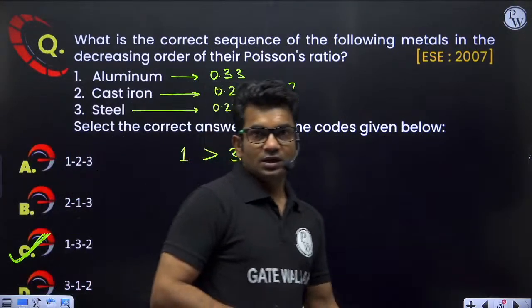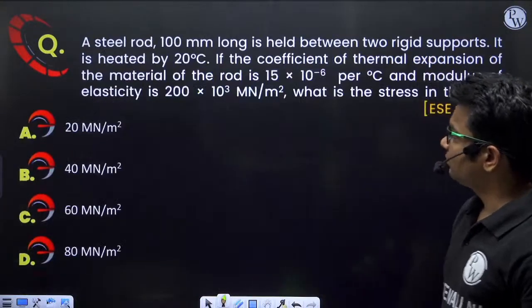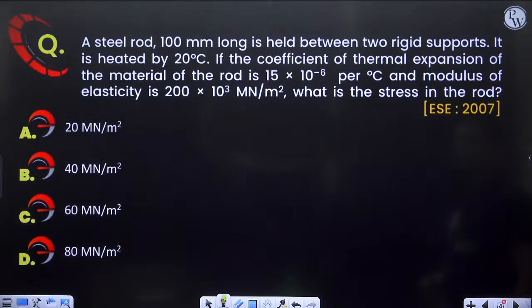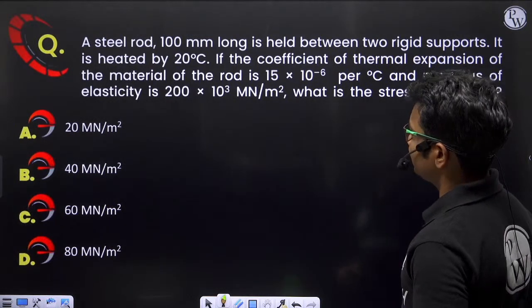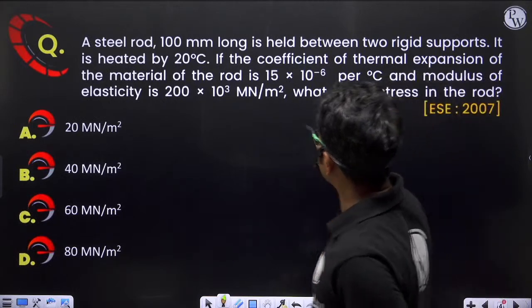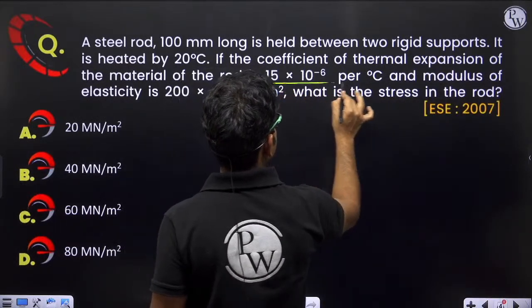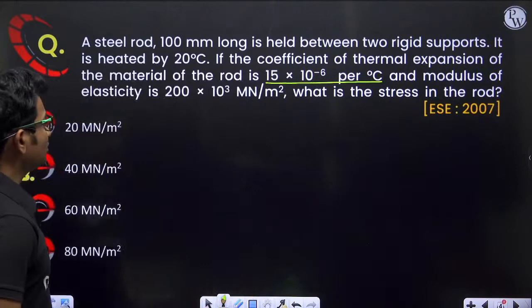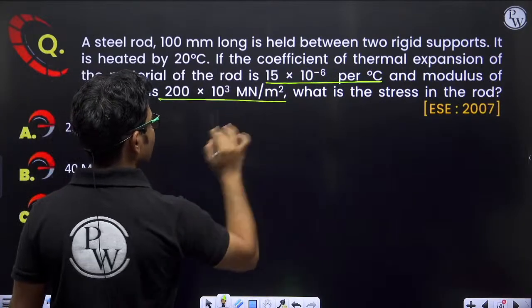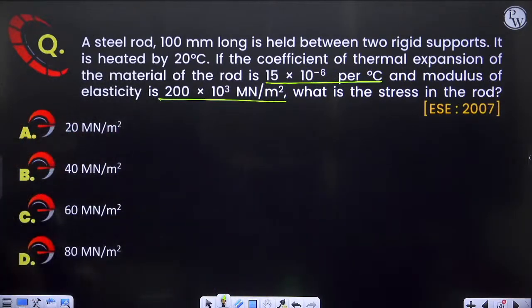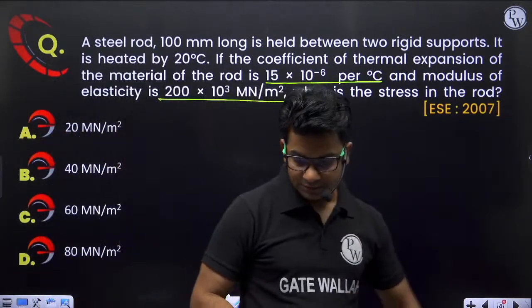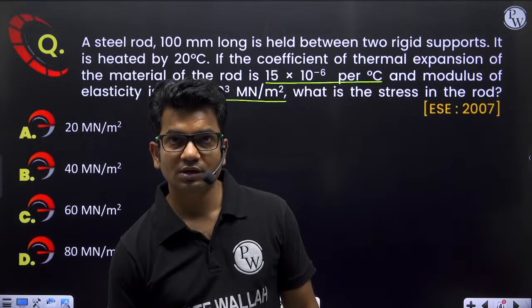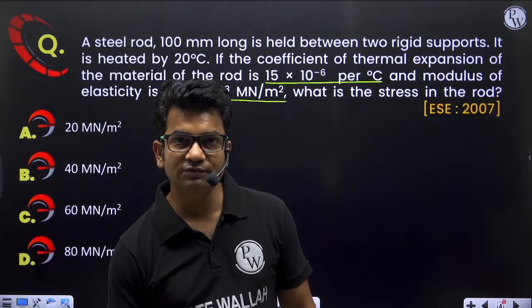Okay, clear. Next question, question number 2. A steel rod 100 mm long is held between two rigid supports. It is heated by 20 degrees Celsius. If the coefficient of thermal expansion of the material of the rod is 15 into 10 to the power minus 6 per degree Celsius, and the modulus of elasticity is 200 into 10 to the power 3 meganewton per meter square, what is the stress in the rod? Do you want to try this question yourself?